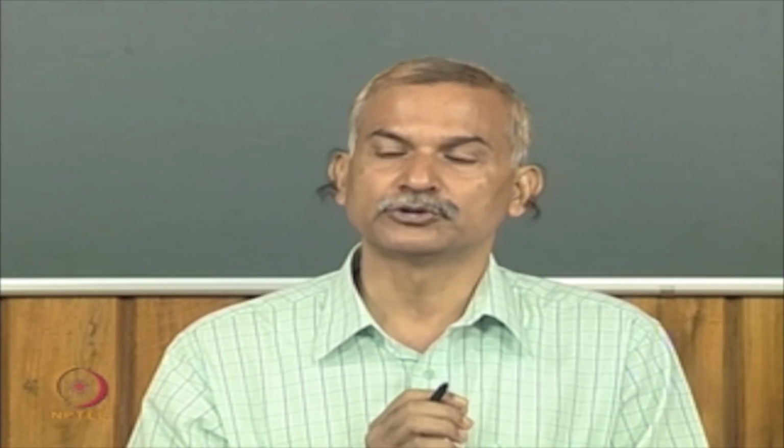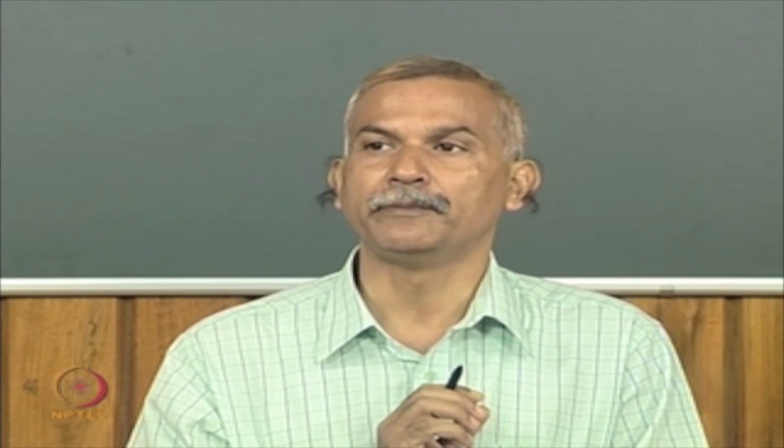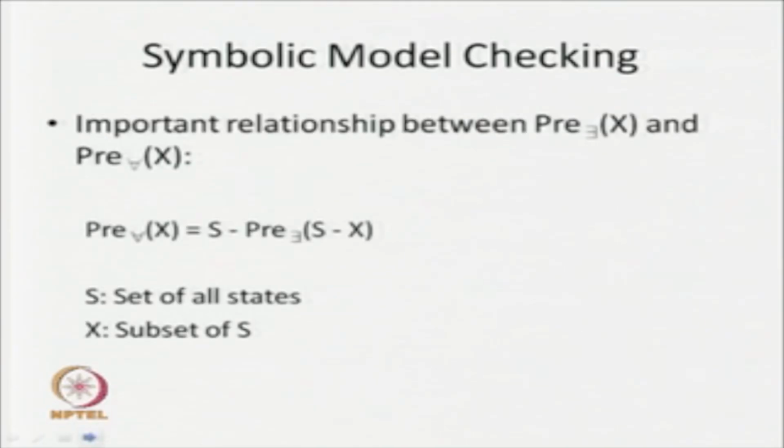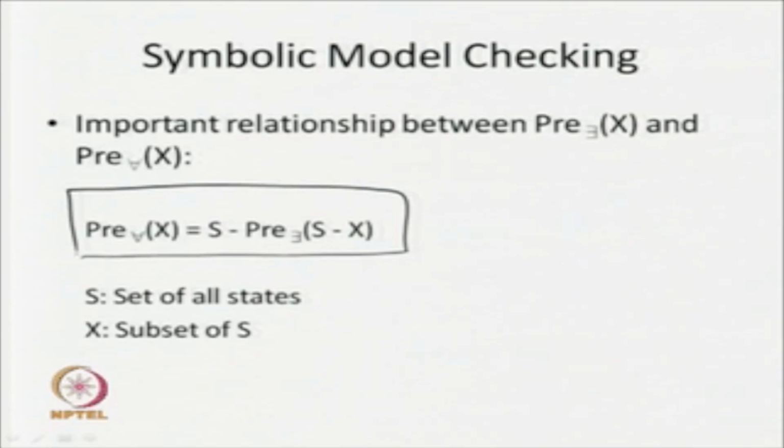So, when we use ROBDDs for model checking algorithms to get symbolic model checking, what we basically need are these two functions: pre exist X and pre for all X. In the last class we introduced these two notions and I explained them. Now we have also seen one important relationship between them: pre for all X can be expressed as S minus pre exist of S minus X.